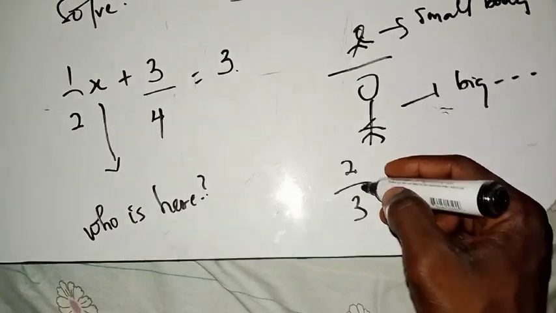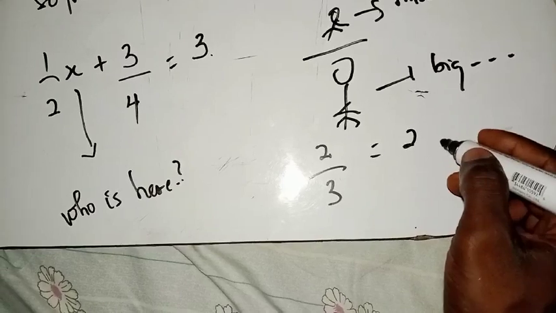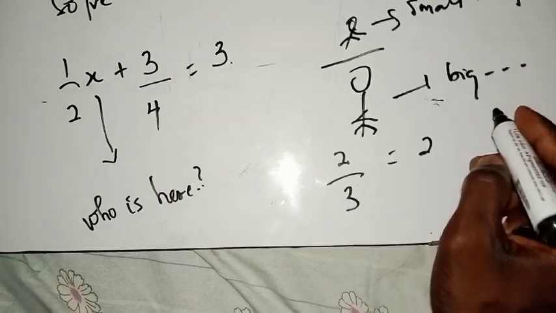Now looking at this here, this one alone can also be a rational number, so we will save that for another video.